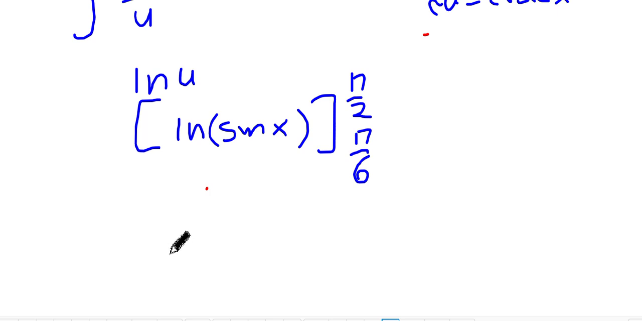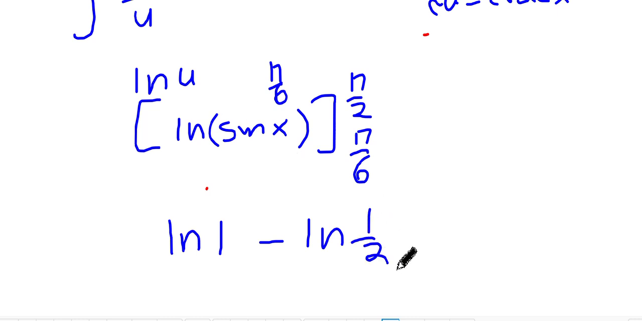You reckon? ln sine pi over 2. Sine pi over 2 is 1. So that's ln 1 minus ln sine pi over 6. Sine pi over 6 is sine 30. Sine 30 is a half. So the actual answer is minus ln a half.